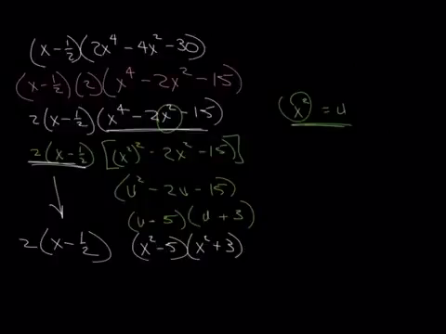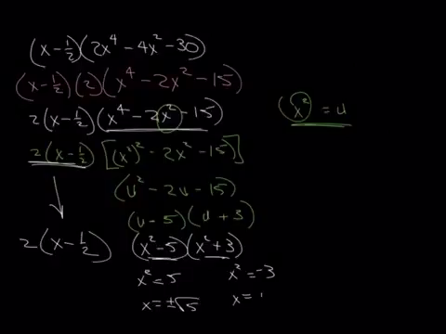Okay, so now we keep going. I need to continue to solve this because these are not linear yet. So I have x squared equals 5, or x equals plus or minus the square root of 5. And x squared equals negative 3, so x equals plus or minus the square root of 3i.